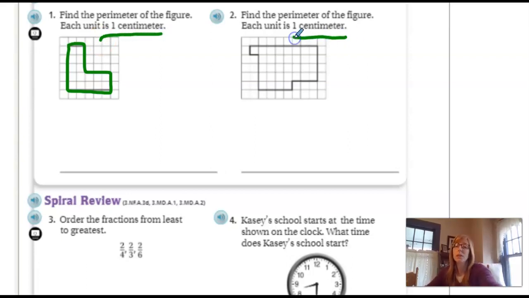The next one says find the perimeter of the figure of each using 1 centimeter. So you had to count your distance around. This one was a little tricky because you had to go down and in, and you had to count the little ones. So you had to make sure you didn't forget to count those edges. And you should have gotten 26 centimeters.